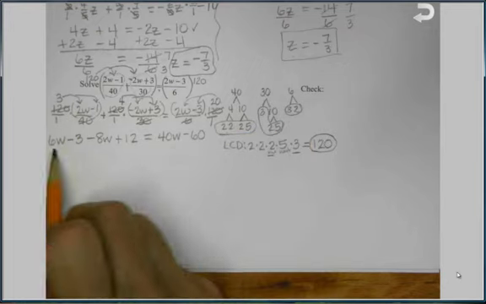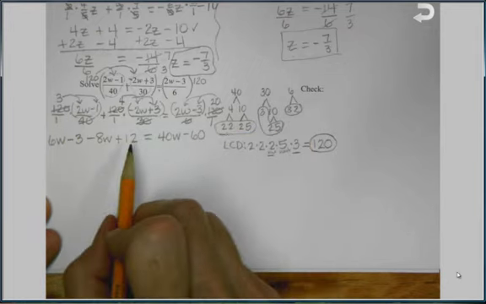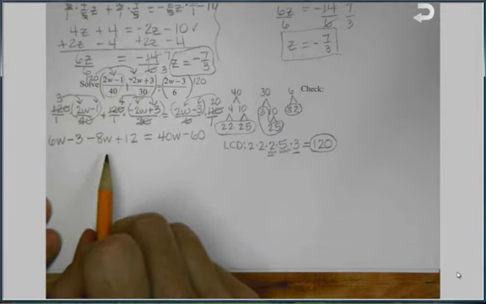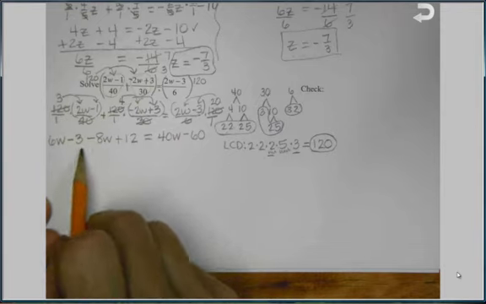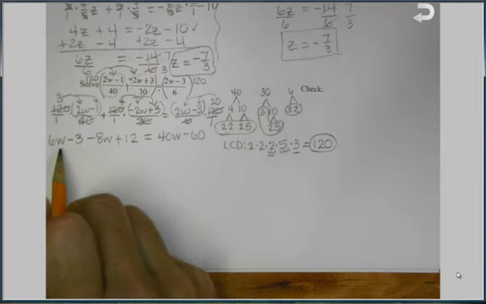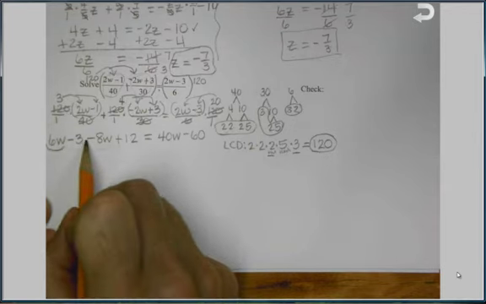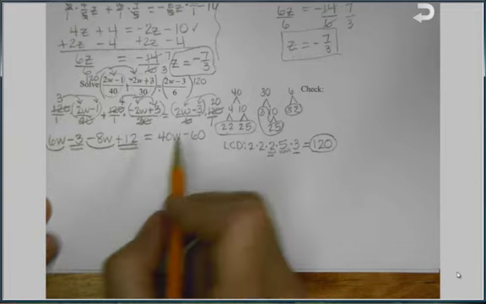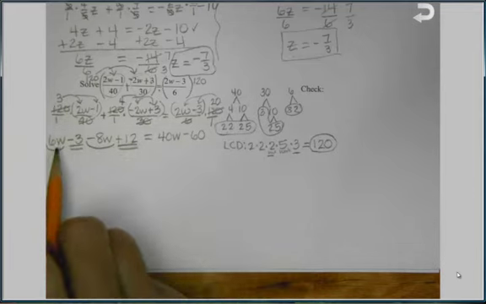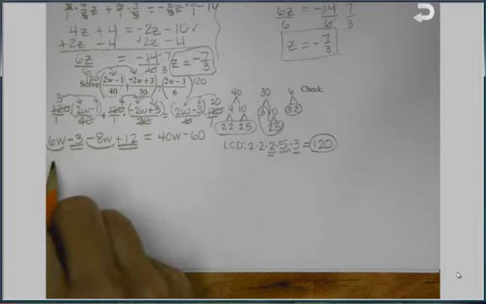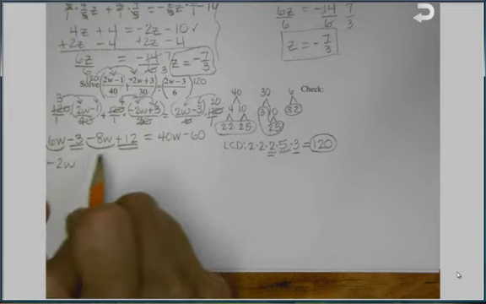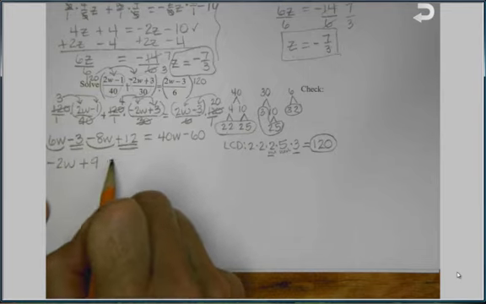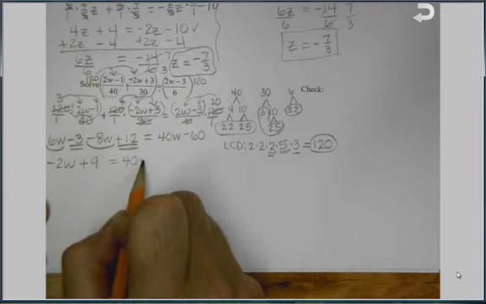Now I have no fractions left, so I'm really just trying to get all my variables onto one side and all my numbers onto the other side. But on the left hand side, I have some like terms I'd like to combine. There's a 6w and a negative 8w, there's a negative 3 and a positive 12. So I'd like to combine my like terms. 6w minus 8w, negative 2w, minus 3 plus 12, it'll be plus 9, equals 40w minus 60.